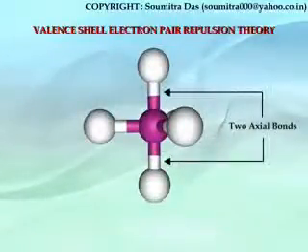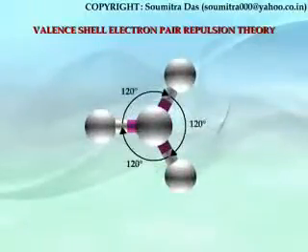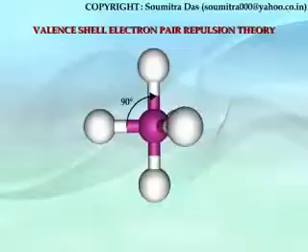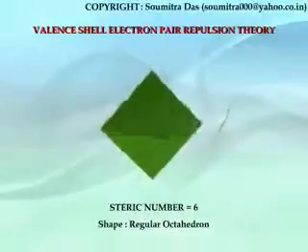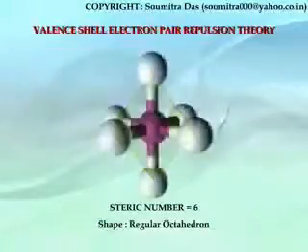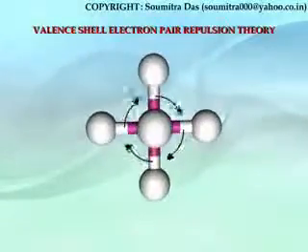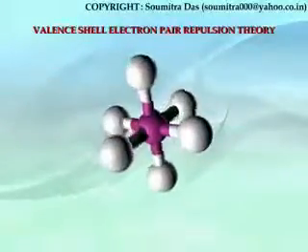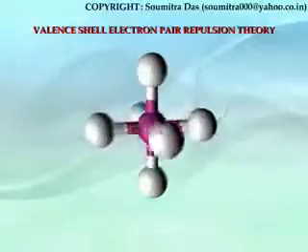There are 2 axial bonds and 3 equatorial bonds. The bond angle between the equatorial bonds is 120 degrees. The bond angle between the axial and equatorial bonds is 90 degrees. When the steric number is 6, the shape is regular octahedral. The bond angle here is 90 degrees. Here there is no such distinction as axial or equatorial bonds because the regular octahedron is a symmetric figure.